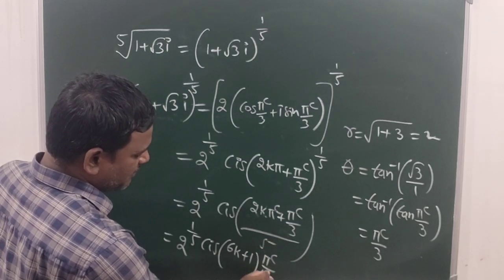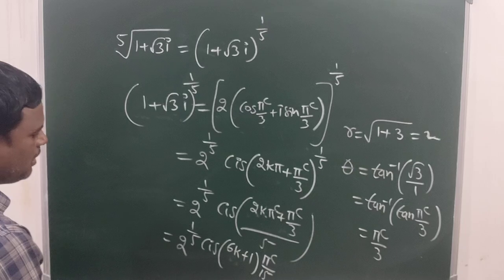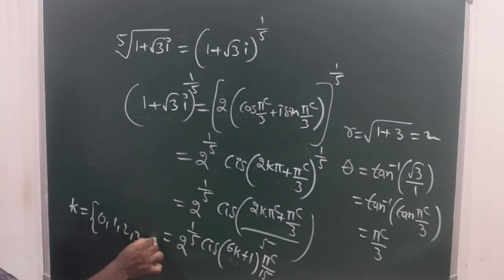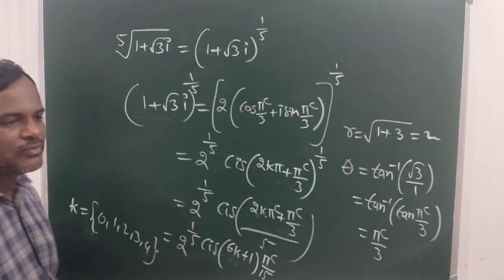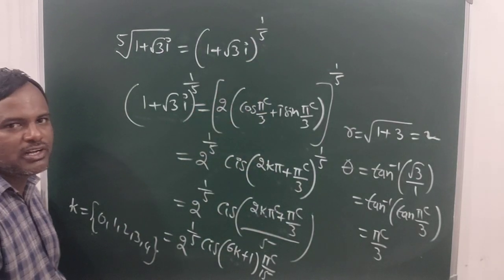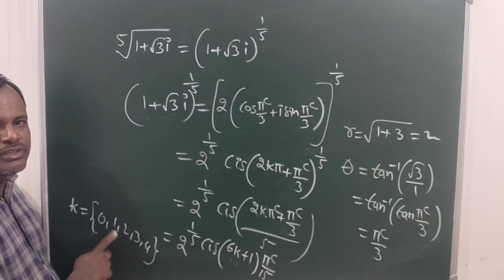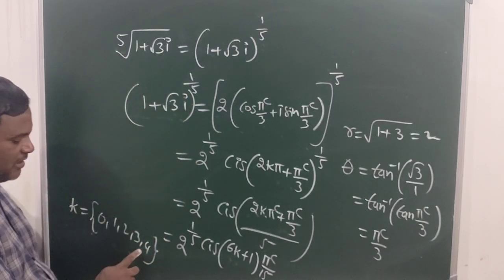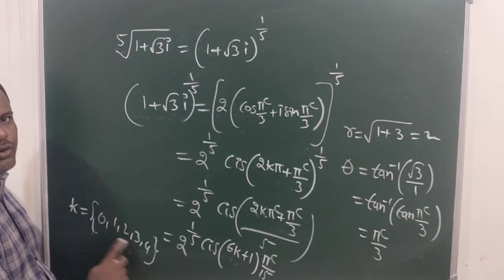3 5 is a 15. Where k belongs to 0, 1, 2, 3, 4, till 4 values. 0 to 4, total 5 roots we get for this. As you know, in the concept we learnt, k will take the values from 0, 1, 2, 3 till n minus 1. Here n value is 5. Last value 5 minus 1, 4 you will get.